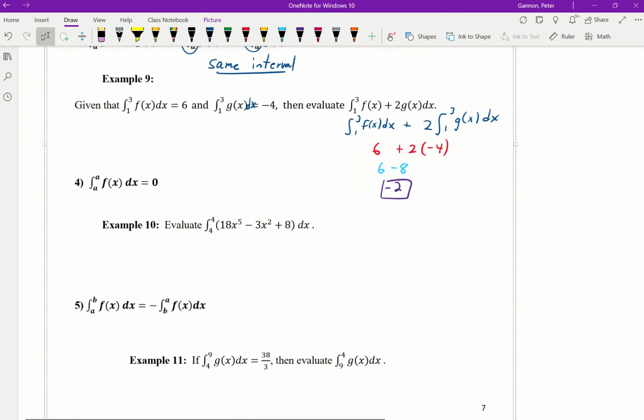All right, I think we got time here to at least look at one more property in this video. So the next one, property 4, says the integral from a to a of f of x dx is 0. So what you want to pay attention to here is, if we took the integral of this, it would basically be the antiderivative of f evaluated at a minus the antiderivative of f evaluated at a. And if you take any value and subtract itself, you get 0.